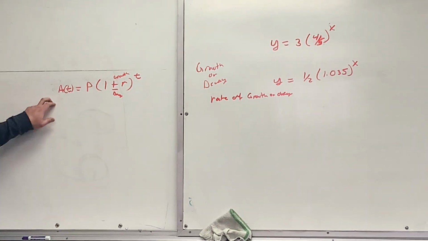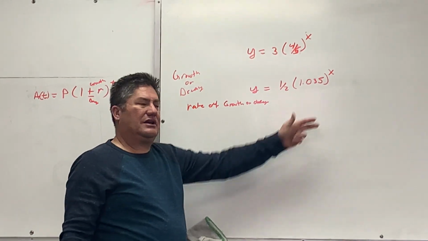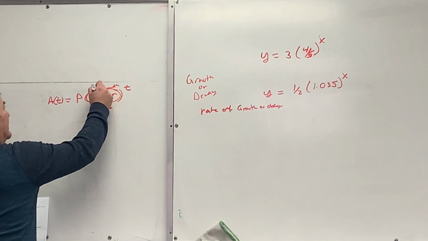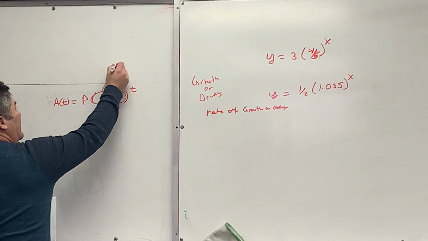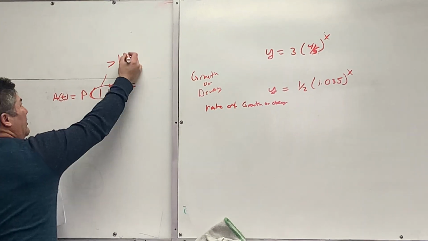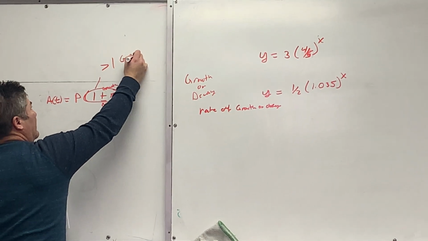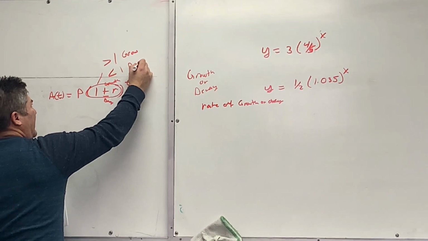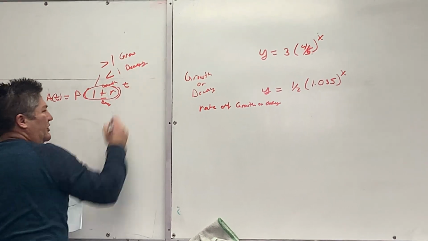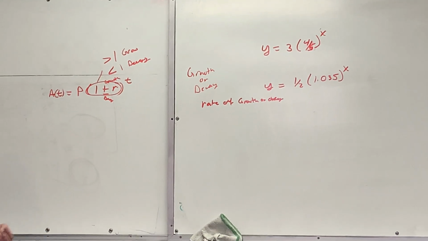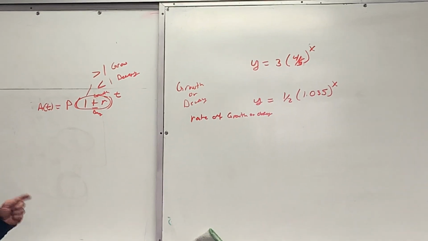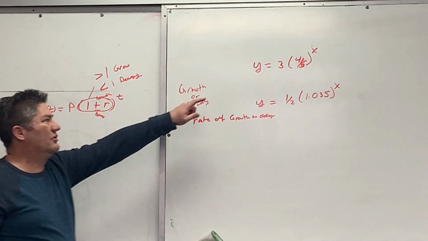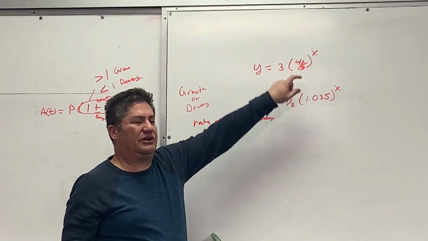Okay? This is very similar to these. All I'm checking is this inside here. If this inside is greater than 1, we have growth. If the inside is less than 1, we have decay. Okay, that's the first step. So, everybody look at these two. I'm going to call on you. Be ready. Okay, Braden, is this one growth or decay? What should you be looking at?